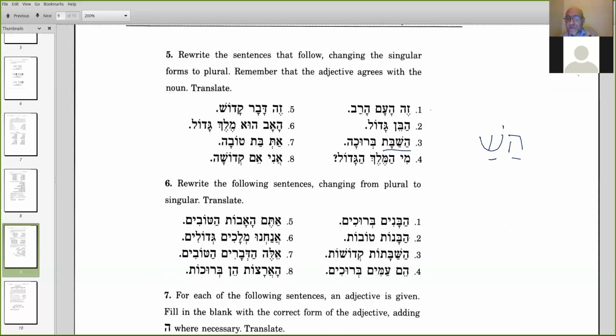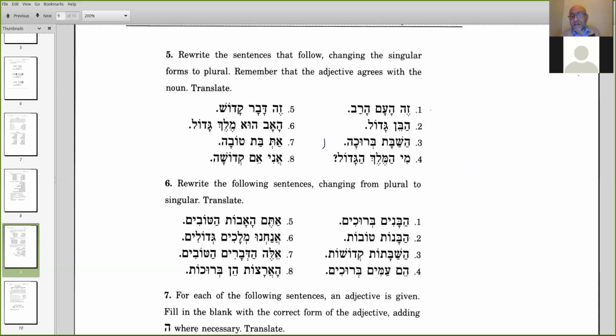Kind of a long one here. Got two tavs in it. Ha-Shabbatot, the Sabbaths. And so, of course, this baruka has to change to a feminine plural. And so it's going to have an O ending on it. So instead of kametz hey, it's going to have holem tav. So we have ha-Shabbat barukot, okay?